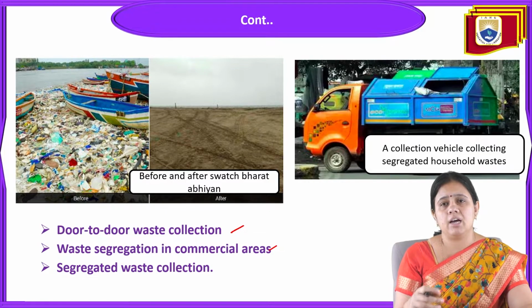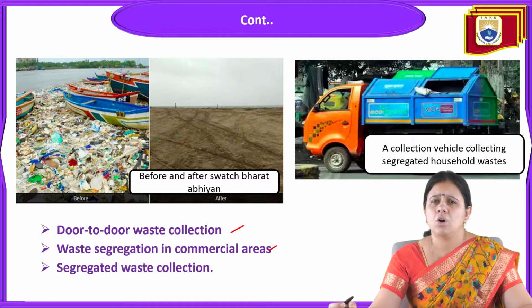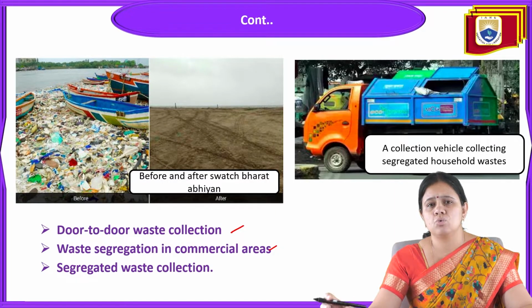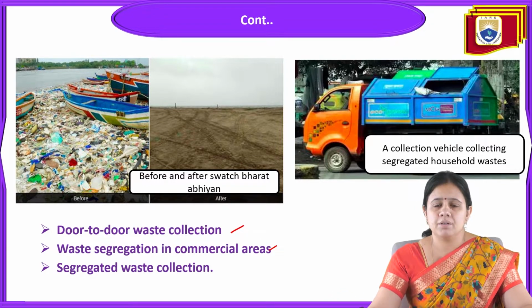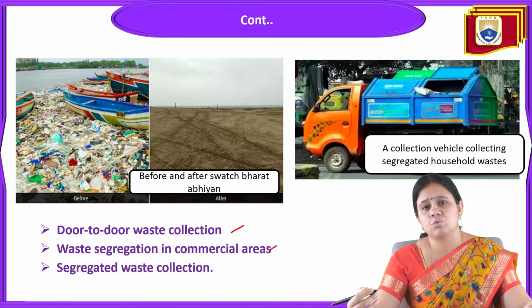In a commercial area, either in a market, or at a station, or at an airport, or everywhere, two types of bins are there: blue bins and green bins, sukha kachra and gila kachra. And then segregated waste collection means waste is collected in a segregated way, in a separated way. So this has been changed after 2014.